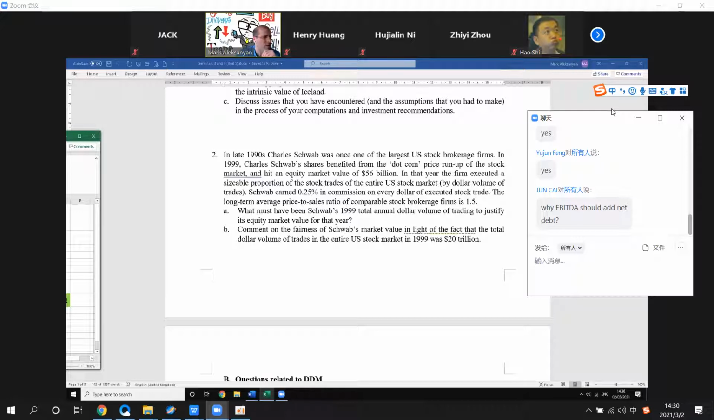And that's the reason why when you are working out the estimate of equity, you need to take out the value of net debt from that estimate. I hope that answers the question, or probably, I'm not sure if that was the question that you had.